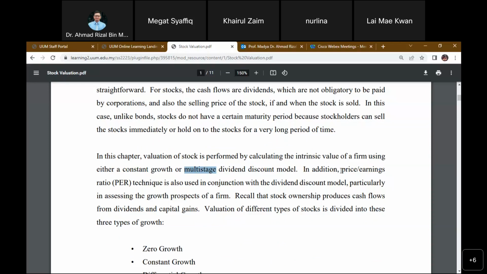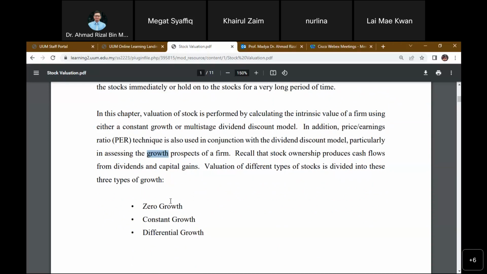We use the price earnings ratio technique, but we relate it to the dividend discount model nonetheless, and particularly focus on the growth component of the company. So in the dividend discount model, we have the zero growth scenario, constant growth, and differential growth, which is the multi-stage dividend model.